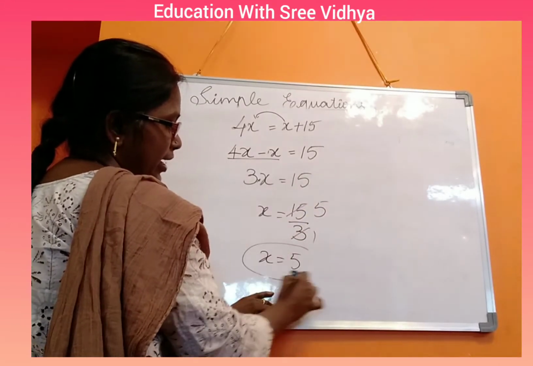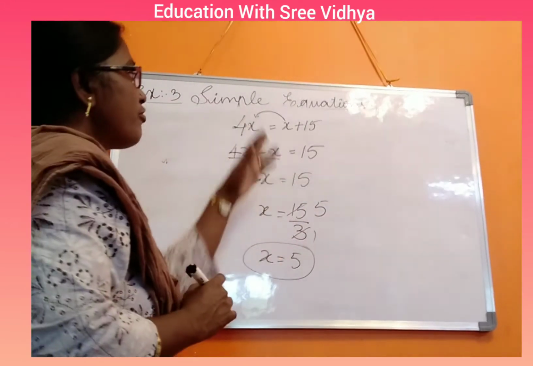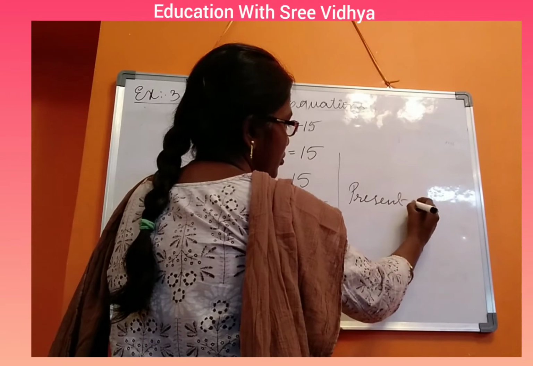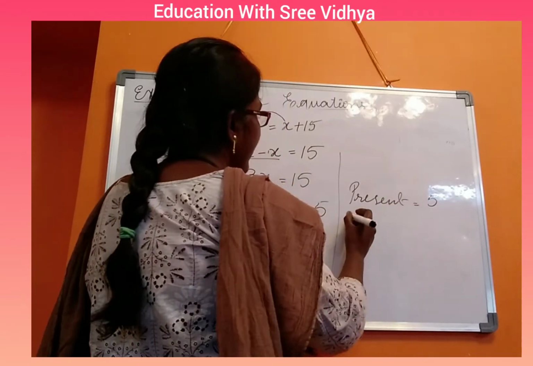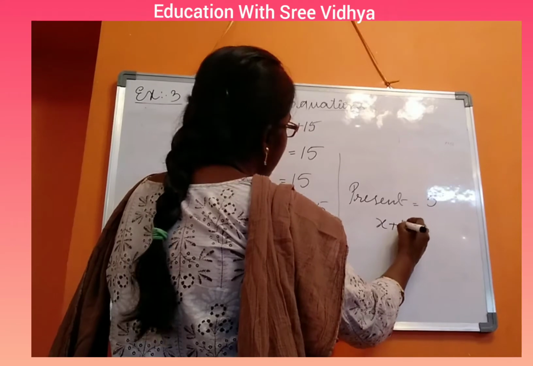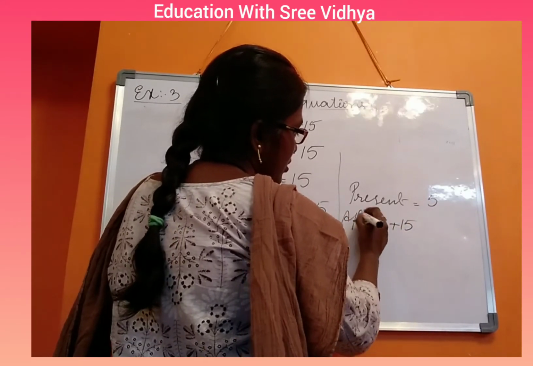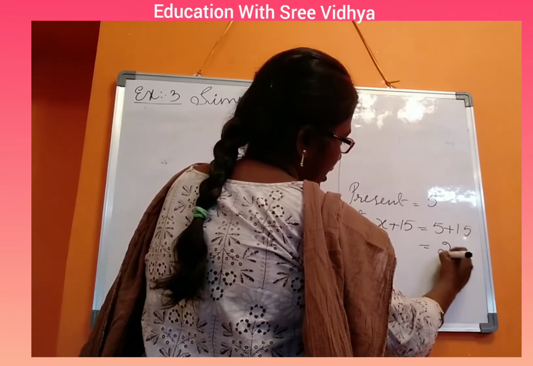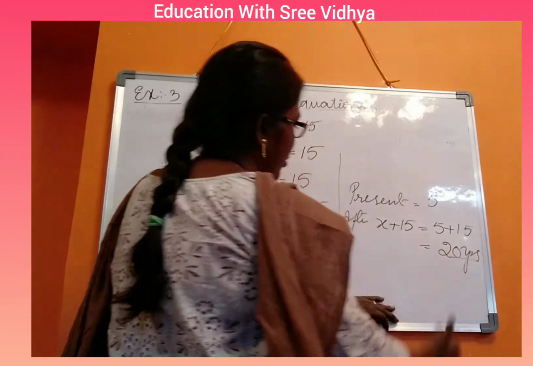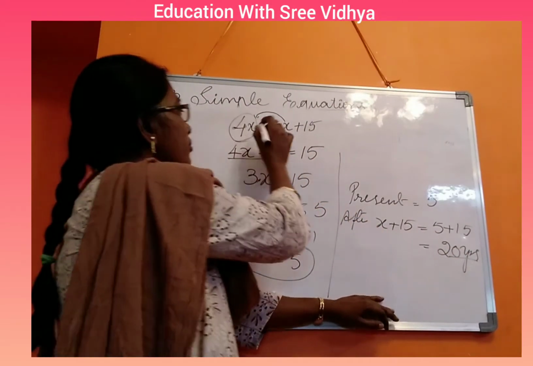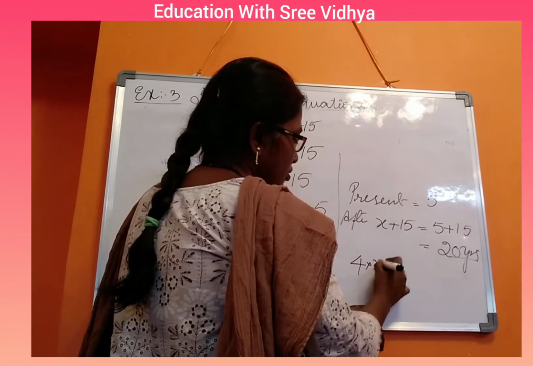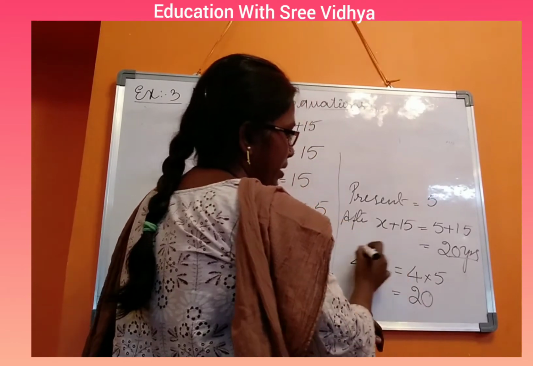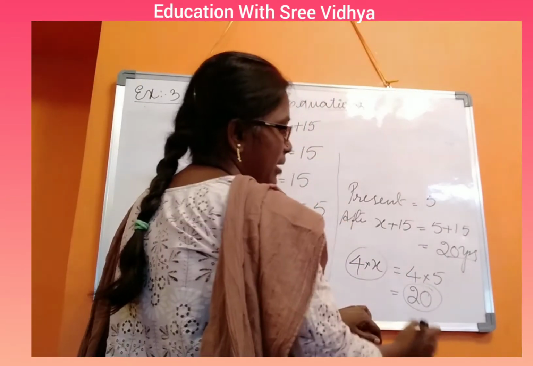Now what is the present age of Hema? 5. So the present age we assumed as X is 5, and if we add X plus 15, after 15 years, what is her age? 5 plus 15, 20 years. After 15 years, her age will be 20 years. Now what is 4 times X? 4 into 5, 20. Her present age multiplied by 4 becomes 20 years.